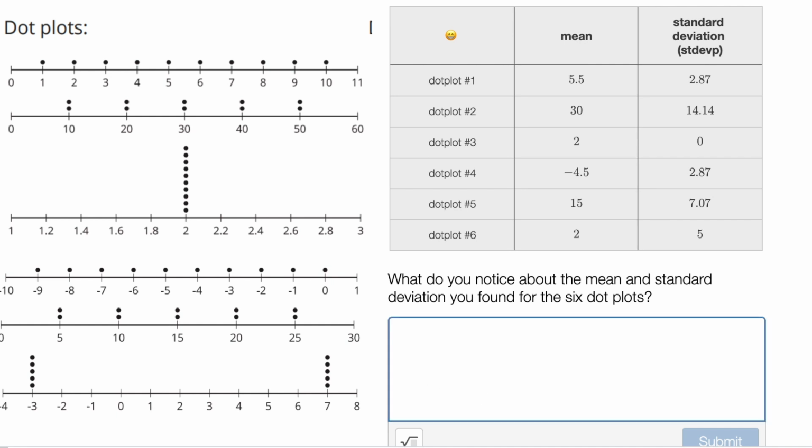So I'm just going to give you some different things you could have typed as I was talking. So let's just say for the first dot plot, and if you wrote something else down already, that's fine. Leave it. I can look at that after you submit it. The standard deviation is the same because the data values are distributed the same way around the mean.